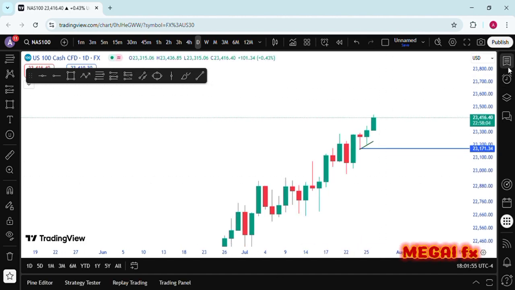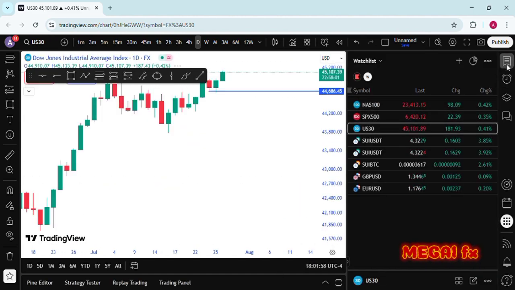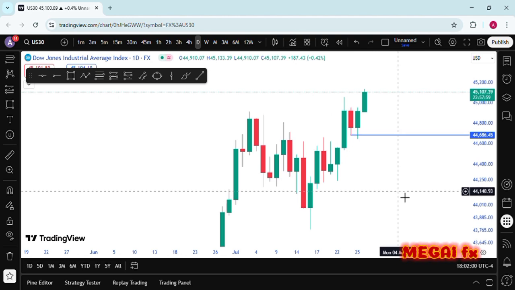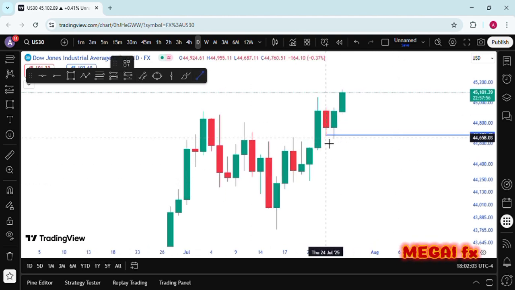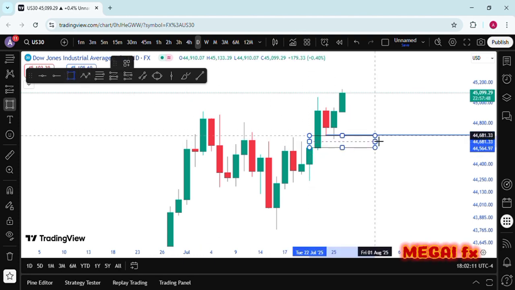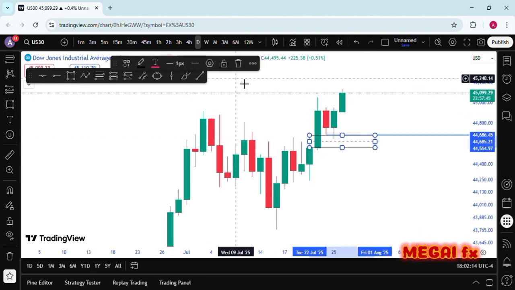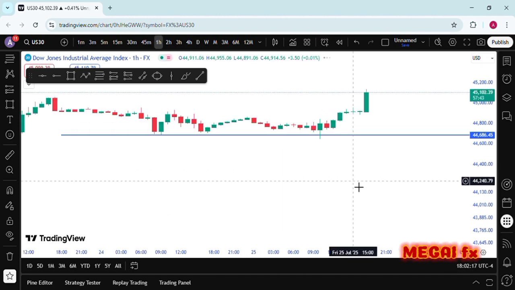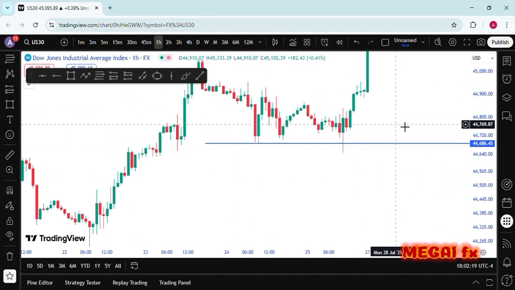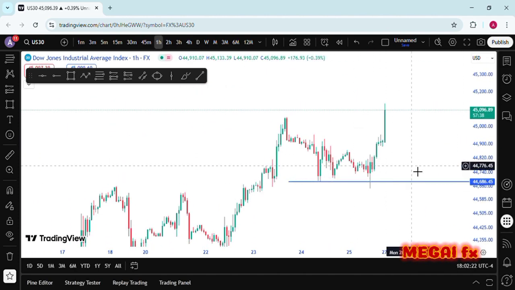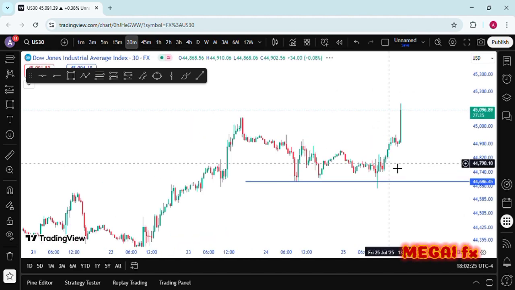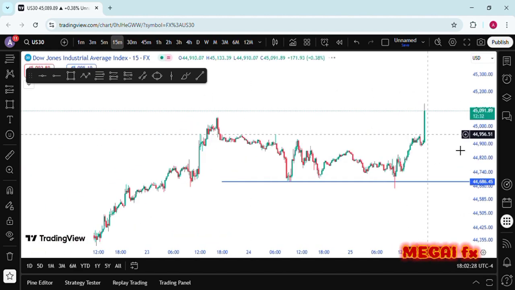Let me go to US 30 so that you see. US 30 took out Thursday's low because there was fair value gap present. The price needed to mitigate. Look at it. There was fair value gap here. You understand? So if you go to 1 hour time frame, look at where you would have taken. I took this trade on 1 hour time frame. Let me go down to 30 minutes. I took this trade on 15 minutes time frame.